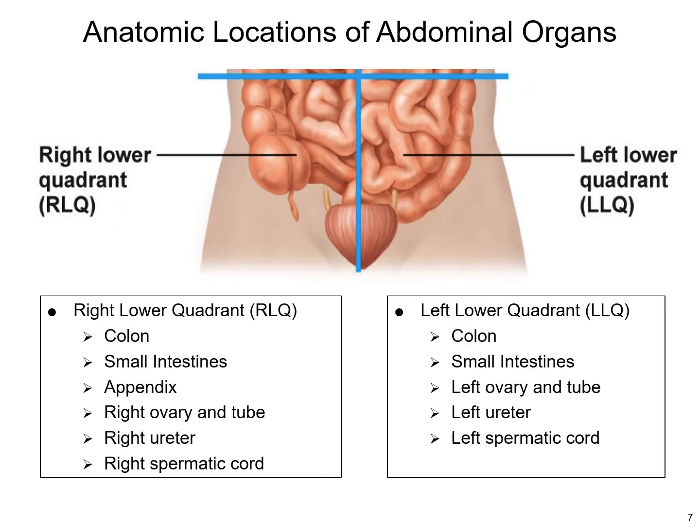The right lower quadrant, we have our colon, our small intestines, our appendix, in females, the right ovary and tube, the right ureter, and in males, the right spermatic cord. The left lower quadrant, the colon, small intestines, the left ovary and tube in females, the left ureter, and for males, the left spermatic cord.